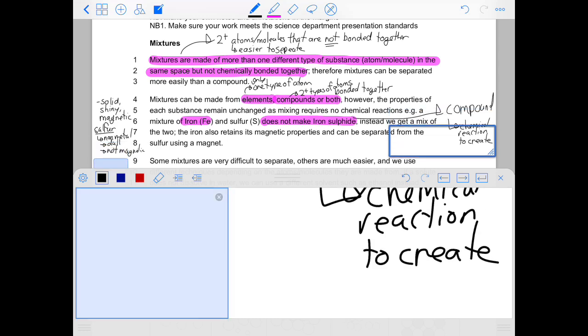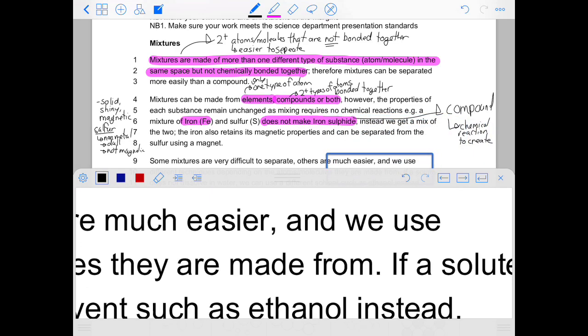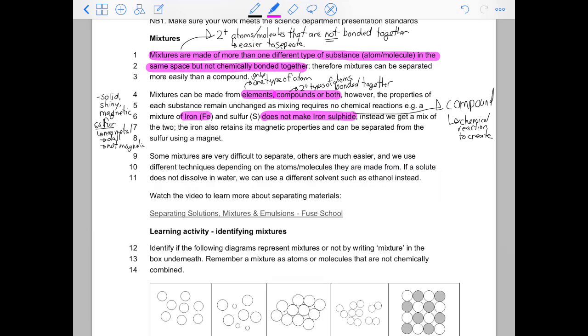But there would be no chemical reaction, so no electrons would be moving in any direction, so all we get is a mix of the two. So because the iron is magnetic, it retains its magnetic properties, so it stays magnetic. Whereas the sulfur isn't. So this means we can easily separate the iron from the sulfur using a magnet. So the magnet would attract the iron, it would come out of the sulfur, and they would be separated.